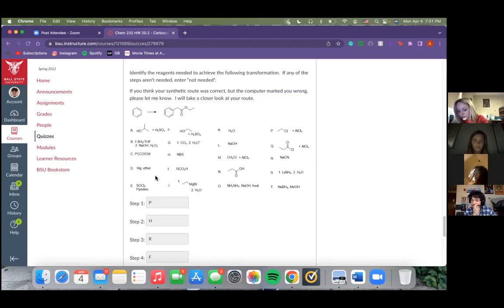I wonder if the NBS didn't work because it doesn't have light or heat beside it. If that's the case, then the R is also wrong because it doesn't have H3O plus and heat.